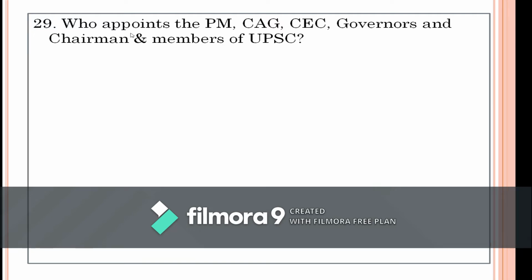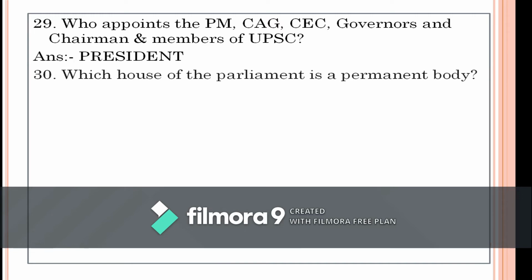As I already told you the answer of this question in the previous question only. The answer will be the President of India. So the President of India appoints not only the PM, but various other ministers, CAG, CEC, Governor, Chairmen and members of UPSC, and also many more dignitaries like the Chief Justice of India, judges and Chief Justice of the Supreme Court as well as High Court. Okay, let's go to the next question.